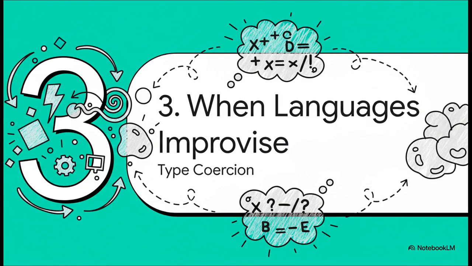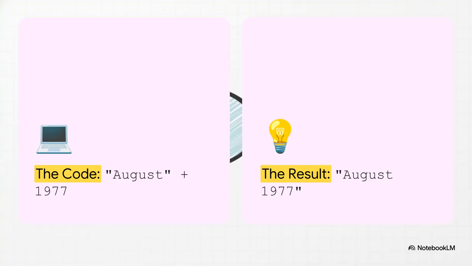Okay, now this is where programming languages get really, really clever. Sometimes the computer will see an expression that's mixing different kinds of data, like a number and a word, and it'll actually try to make sense of it for you. It kind of improvises. So check this out. We're trying to add the word August to the number 1977. In the real world, that makes 0 sense, right? But in a lot of programming languages, this actually works. It's because of something called type coercion, which is just a fancy way of saying the computer sees what you're probably trying to do, and it helps you out by converting one thing to another to make it work.